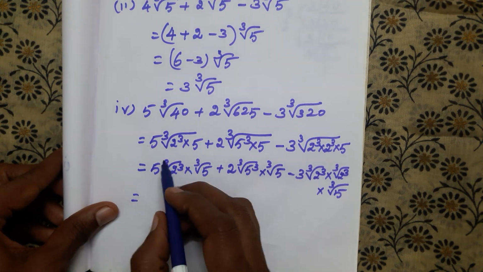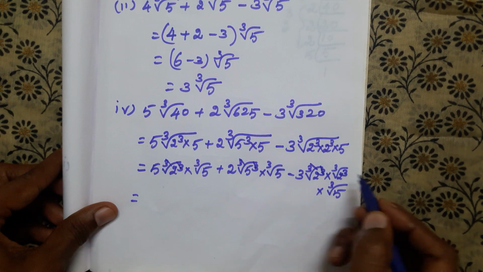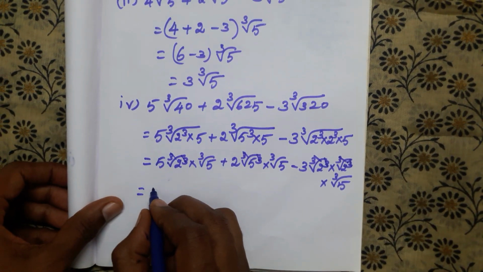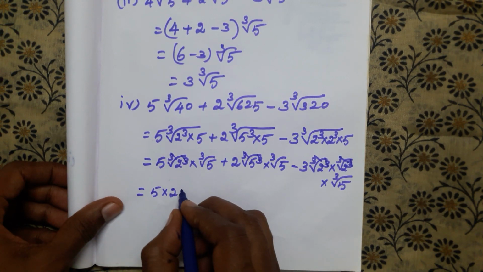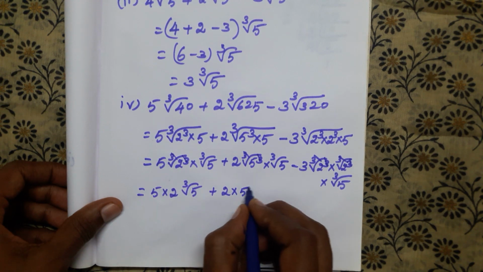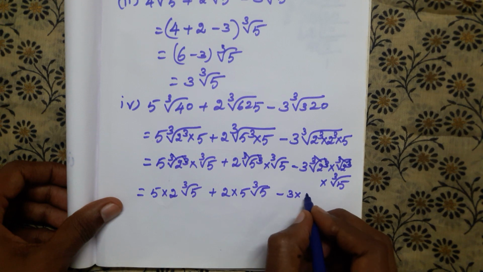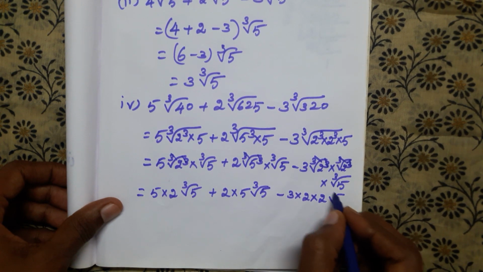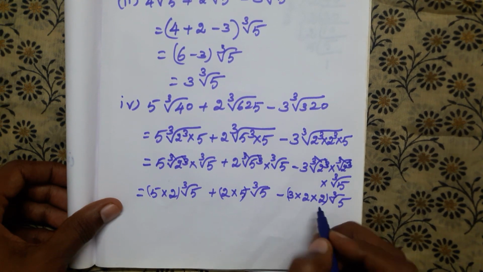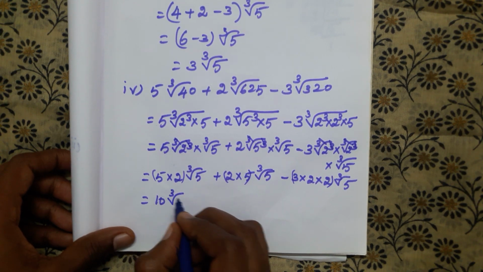So it's equal to cube root of 2 cube is 2, cube root of 5 cube is 5, cube root of 2 cube is 2, cube root of 2 cube is 2. It's equal to 5 into 2 cube root of 5 plus 2 into 5 cube root of 5, next minus 3 into 2 into 2 cube root of 5. It's equal to 5 2s are 10 cube root of 5.